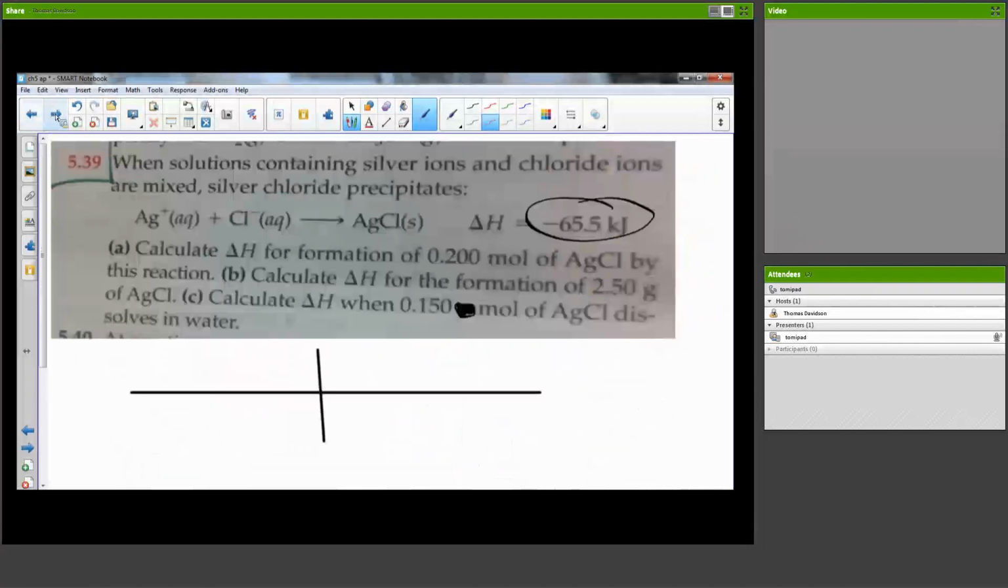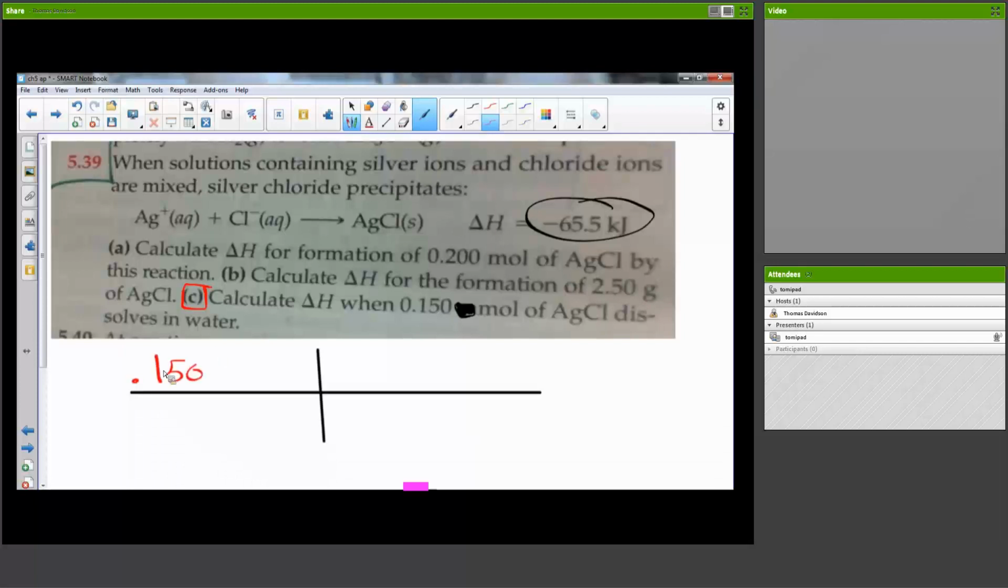Oh, too far. Whoa, right here, right? Okay, so this one's not very hard. Calculate delta H when this mole of silver dissociates in water. That is the reverse reaction, right? So it's the same process math-wise. I just switch a sign.